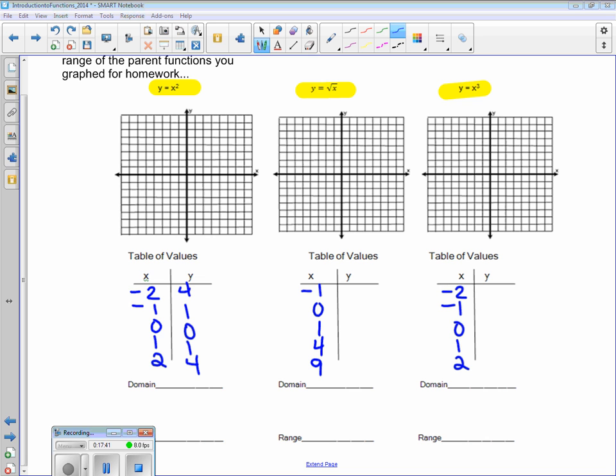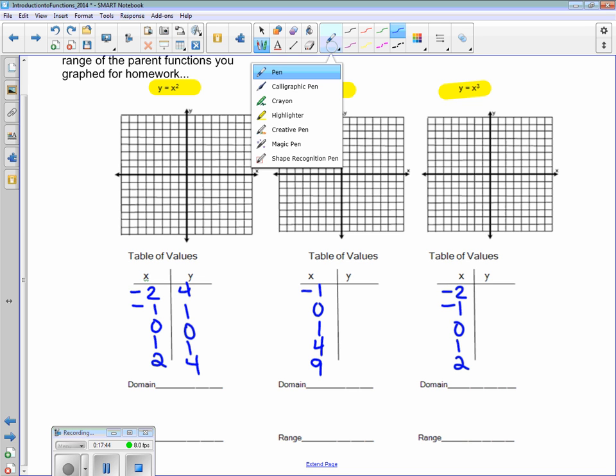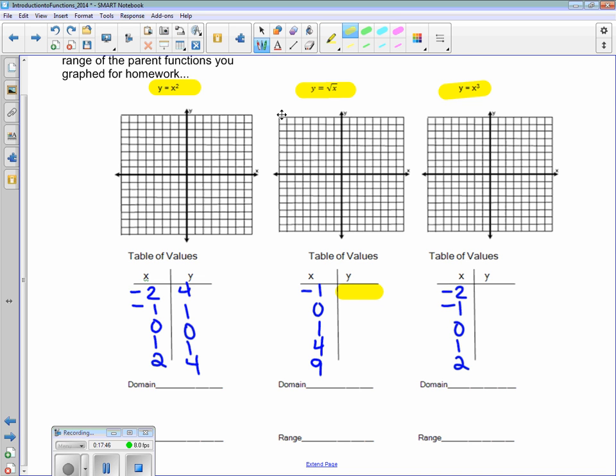For the second one, we should have gotten an error. It looks like most of us did for here. So we'll come back to that. But the rest of them should look like this.